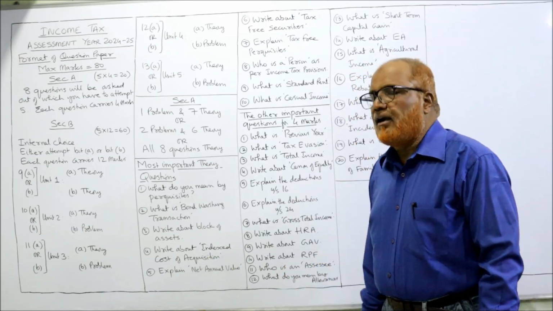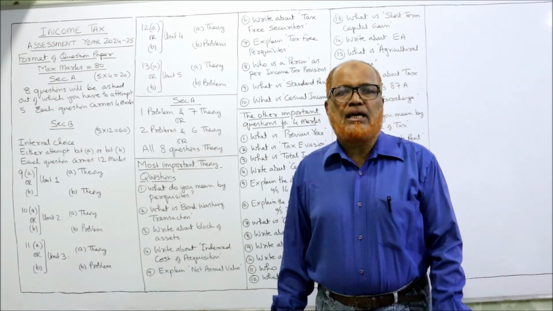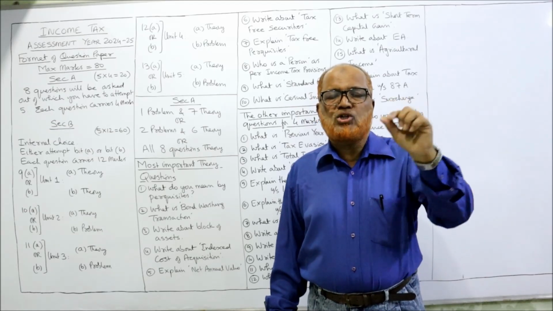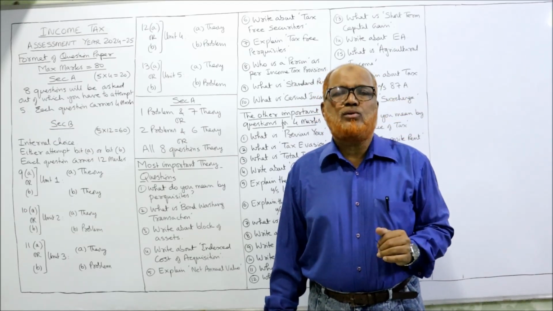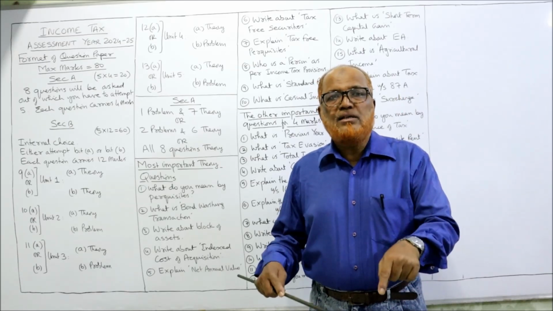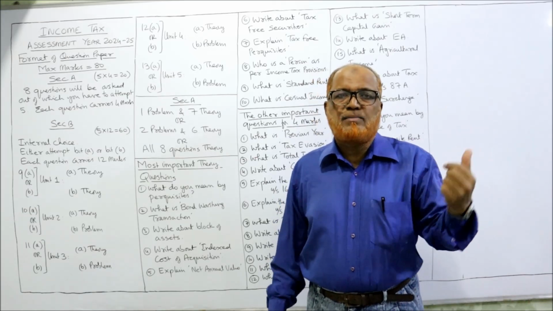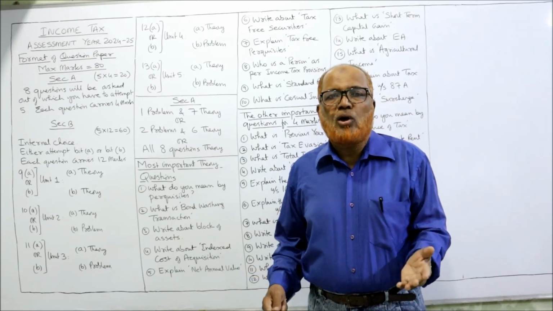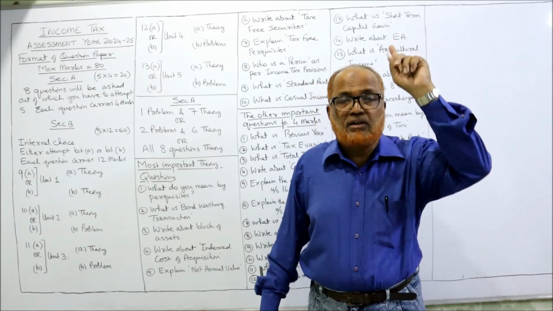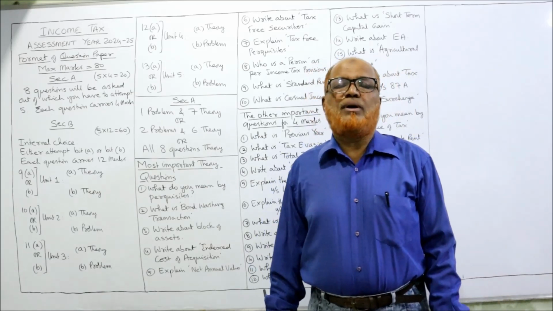Next comes, write about indexed cost of acquisition. In case of capital gain, to find out the income from capital gain, we take the consideration received minus the cost of acquisition. Suppose an asset was purchased some 30 years back and now he is selling. Do you think that the purchasing power of money today and 30 years back is the same? No. So we cannot compare today's sale consideration received with the purchase price of 30 years back. In that case, indexed cost of acquisition will be applied.